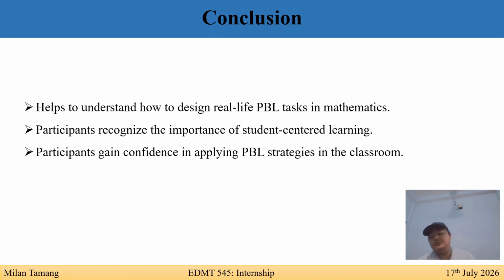Now the conclusion. What conclusion can be gained by the participant after this activity or after this problem-based learning? First one is it helps to understand how to design a real-life problem-based learning task in mathematics. After this activity, first of all, I give the process, I give one example, and after that, the participants design the real-life questions and real-life scenarios, which help the participants.